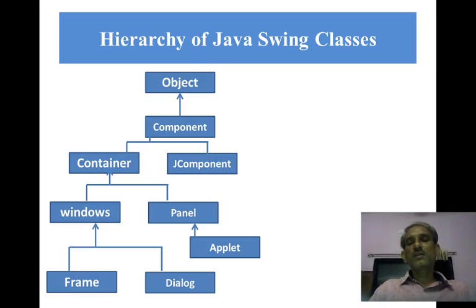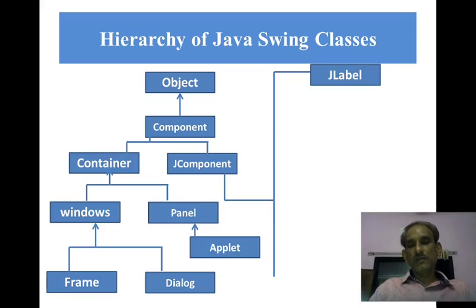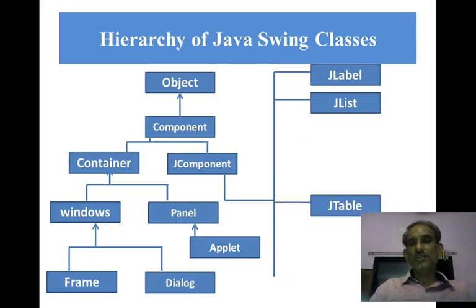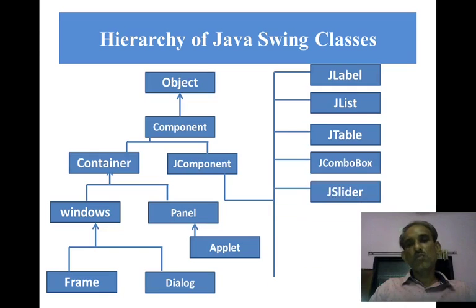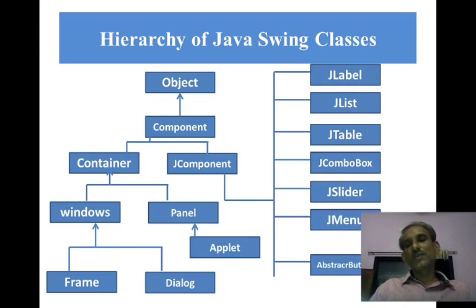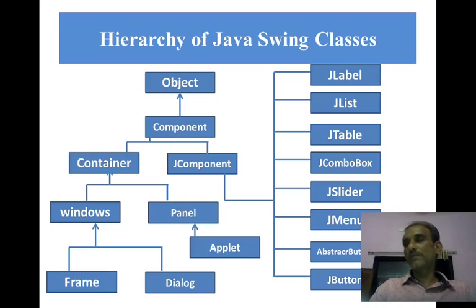From JComponent there are a lot of classes in Swing, like JLabel, JList, JTable, JComboBox, JSlider, JMenu, AbstractButton, JButton, and many more, like JTextComponent. All these are subclasses of the JComponent class. By using JLabel, we can create a label in Swing. If you want to create a list, then we can use JList.